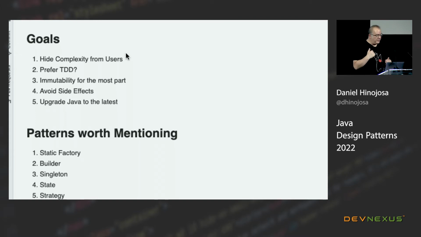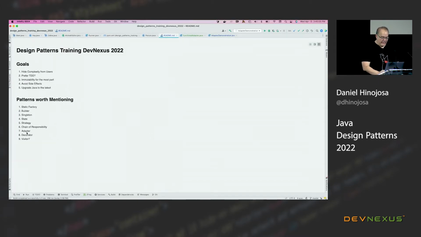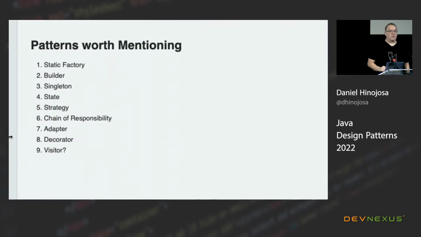So I'm going to try to sell you on some of the latest and greatest stuff for Java. There's no way that within 1 hour I'm going to be able to talk about all the patterns that there are, but the ones that I find particularly interesting: static factory, builder, we'll see if that should stick around or not. Singleton, whether that should hang around. State pattern, strategy, chain of responsibility, adapter, maybe visitor. I'm thinking of putting that one on the chopping block.